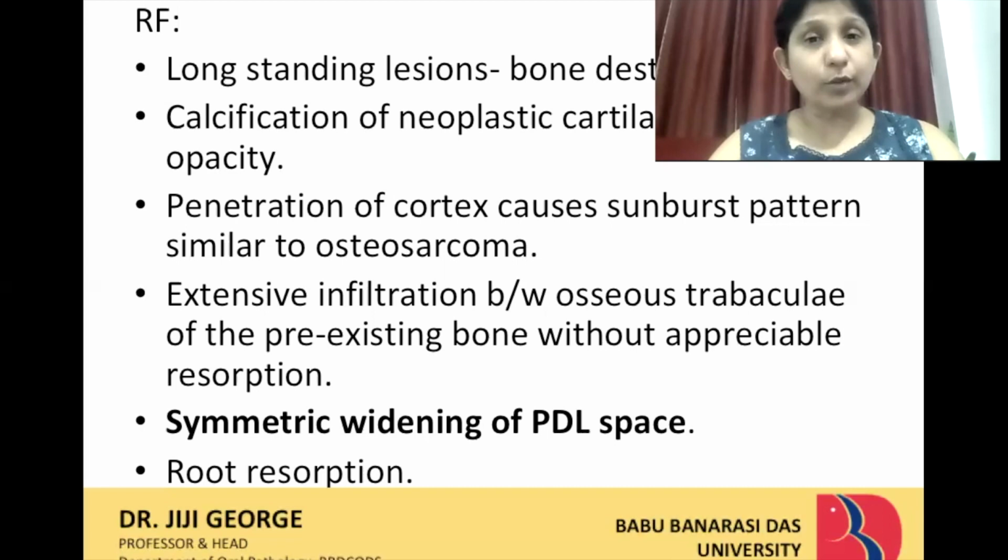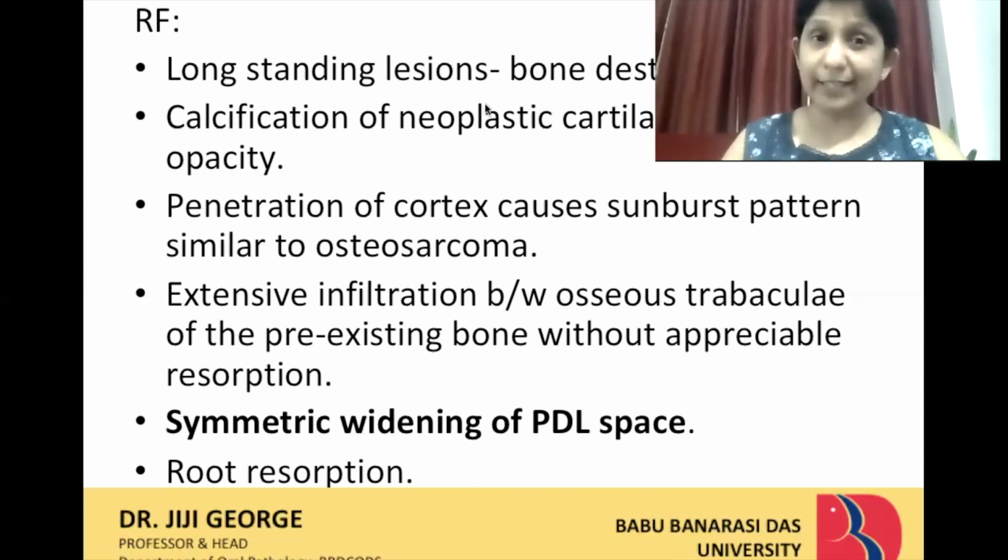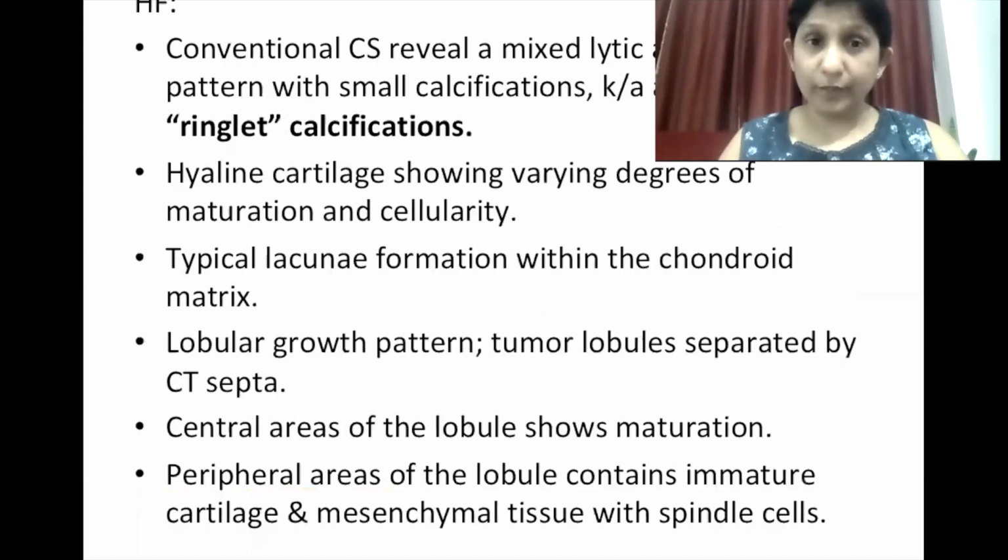Also in the radiograph, you can see a symmetric widening of the periodontal ligament space, which again is very characteristically seen with osteosarcoma. So if you find a very symmetric generalized widening of the periodontal ligament space, you should think in terms of either a chondrosarcoma or an osteosarcoma. This can also cause root resorption in later cases, but not always seen.